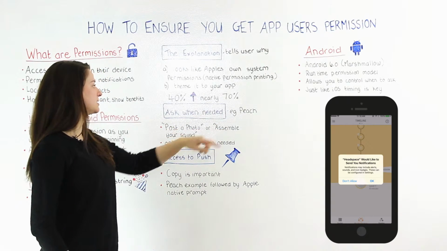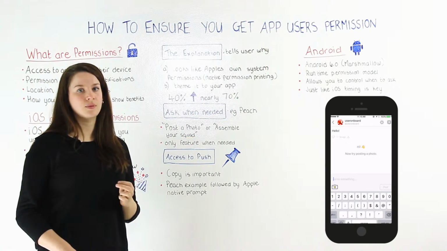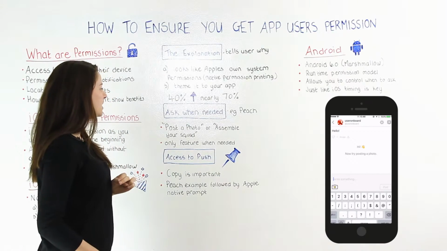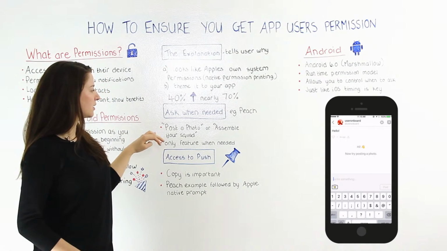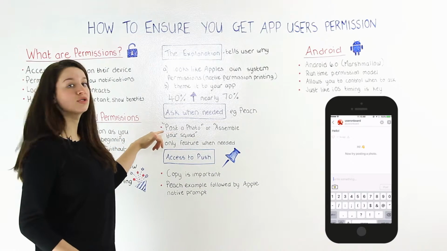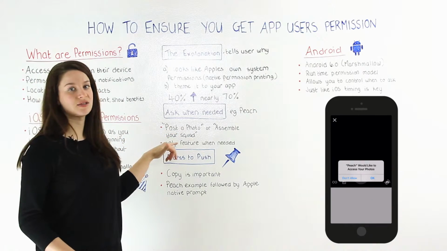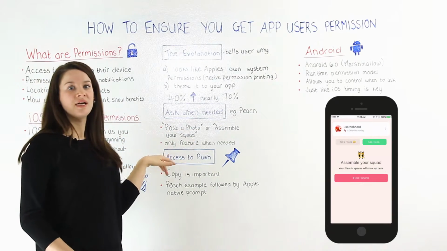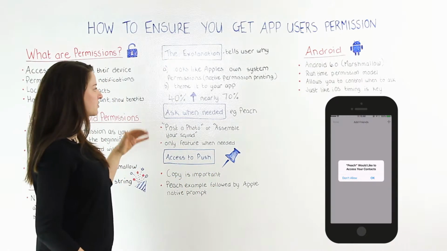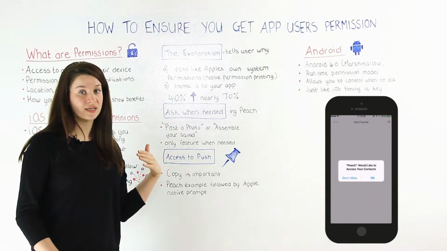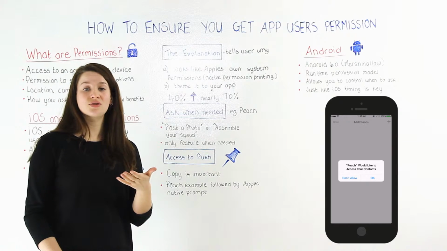So ask when needed. An example of this is Peach, and we looked at this app last week with their interactive onboarding. So when they ask with the onboarding process, if you want to post a photo, then they ask for access to your camera, or to assemble your squad, they ask for access to your contacts. So that's a great way of doing it in the onboarding sequence, but you can also do it as a user is in the app.